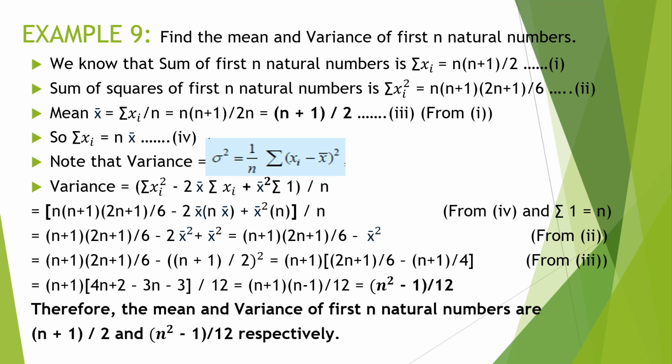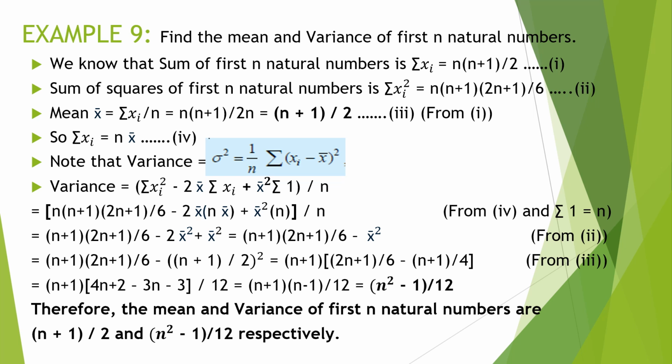Now, from this also we can get that sigma xi upon n is n plus 1 by 2, or sigma xi is n into x bar. Why? X bar is sigma xi by n. So, sigma xi is n into x bar. We are writing this as equation 4. We will use it afterwards.